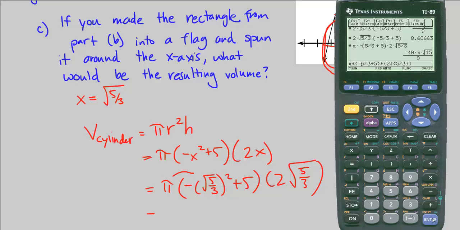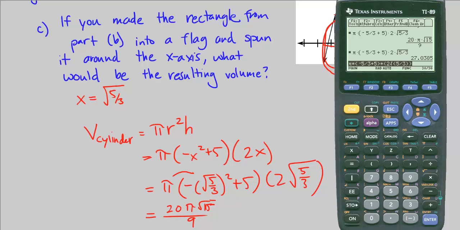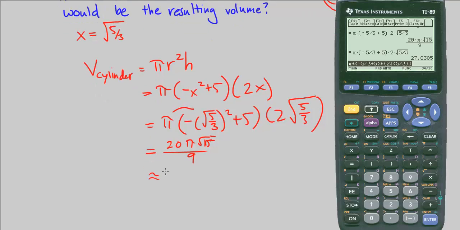It's right here. So we get, it's equal to 20 pi square root of 15 over 9, which is approximately, diamond enter, which is approximately 27.0385, and the units for volume are always units cubed, so we don't have units, so I'm just going to put units cubed. So that's the volume of the cylinder when we use the dimensions that we found in part B.